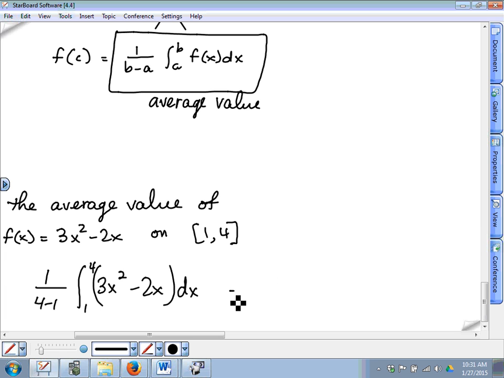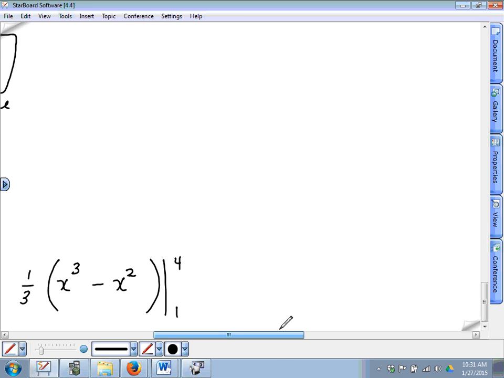Okay, so this is 1/3. What's the antiderivative of 3x squared minus 2x? x cubed minus x squared. This is the antiderivative, and we have to evaluate that from 1 to 4.